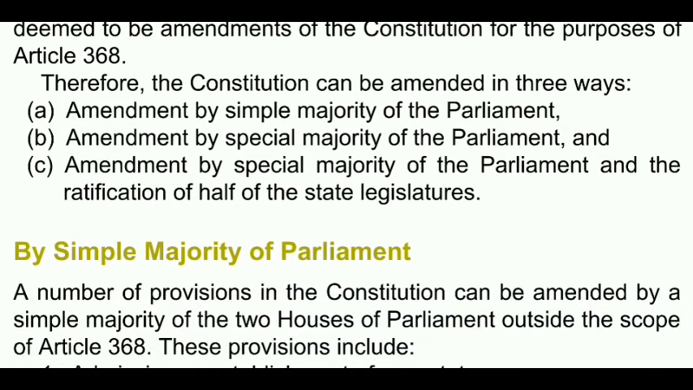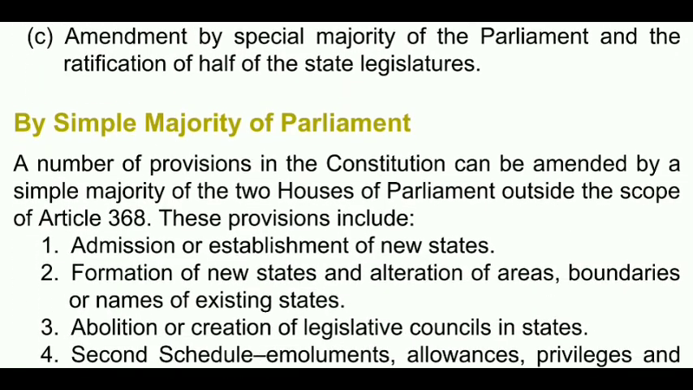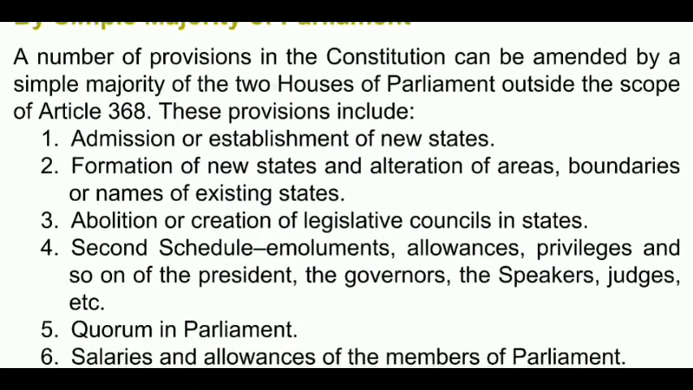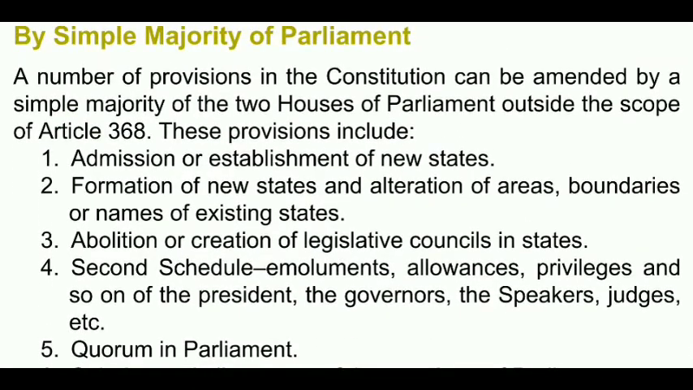Therefore, the Constitution can be amended in three ways. A. Amendment by simple majority of the Parliament. B. Amendment by special majority of the Parliament. And C. Amendment by special majority of the Parliament and the ratification of half of the state legislatures. Now, by simple majority of Parliament. A number of provisions in the Constitution can be amended by a simple majority of the two houses of Parliament outside the scope of Article 368.